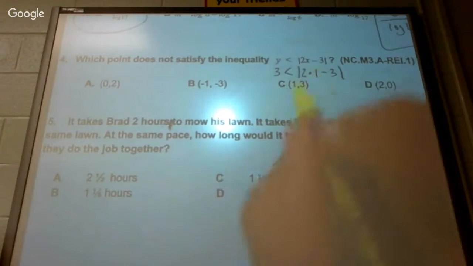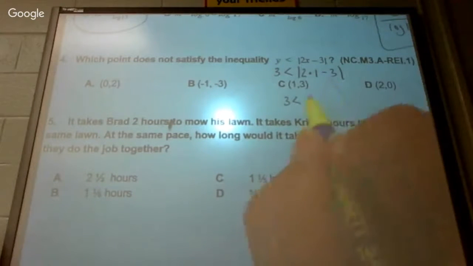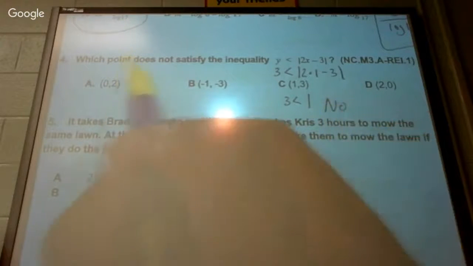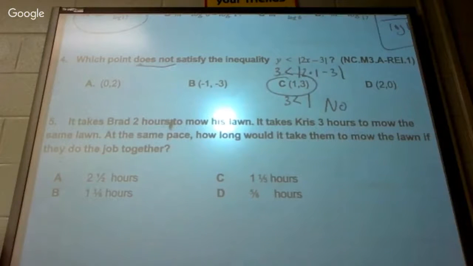absolute value. So is 3 less than 2 times 1, which is 2, minus 3 is negative 1. And then the absolute value of negative 1 is 1. So is 3 less than 1? No. The key words here are does not. So when you plug it in, it does not make a true statement. Therefore, that will be the answer for this problem.